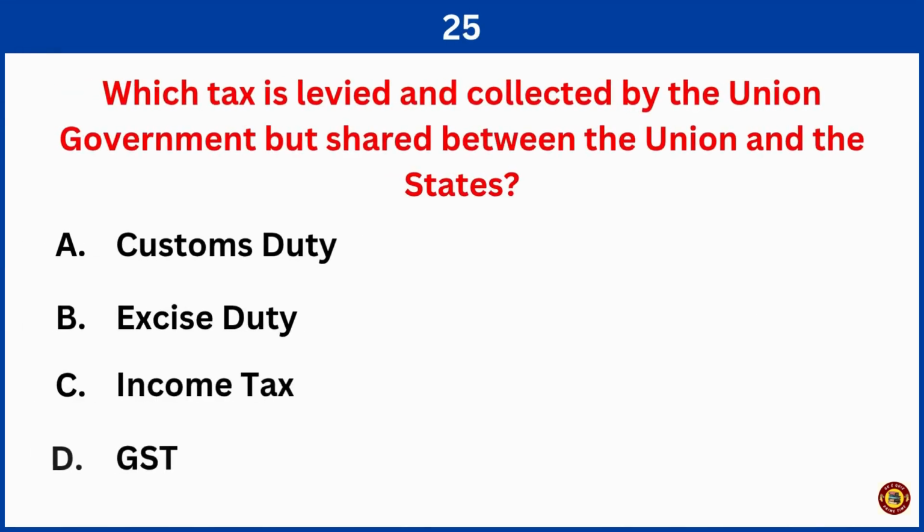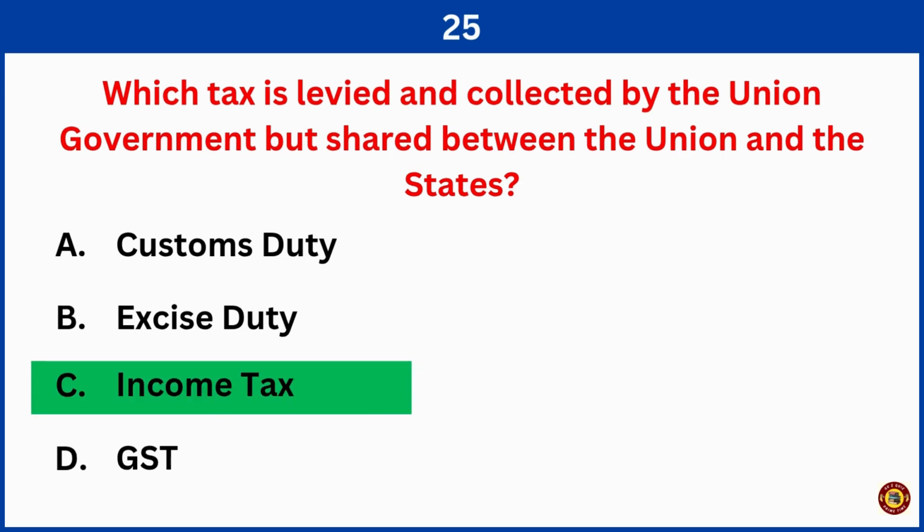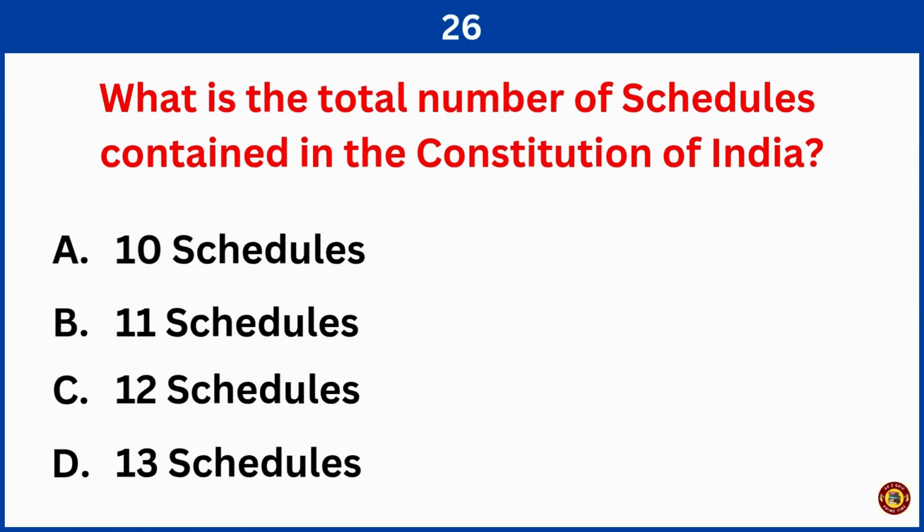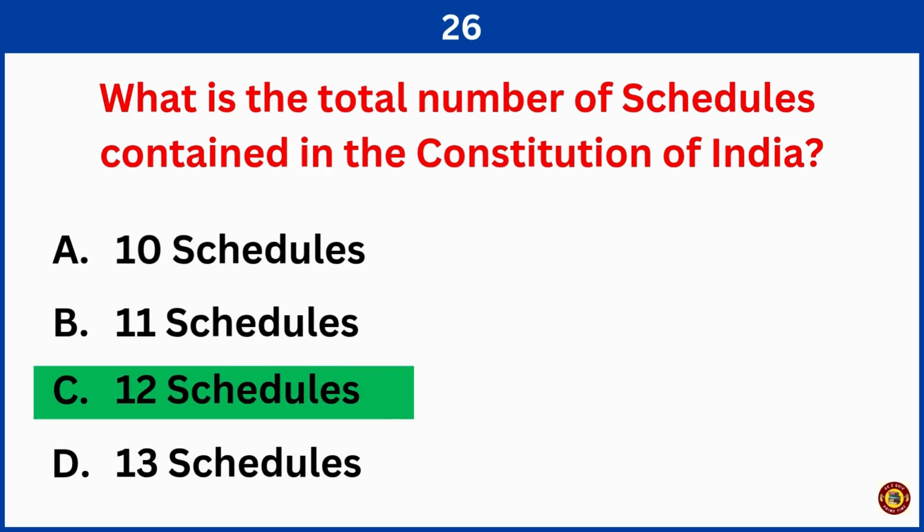Which tax is levied and collected by the Union government but shared between the Union and the states? Right answer is option C, income tax. What is the total number of schedules contained in the Constitution of India? Right answer is option C, 12 schedules.